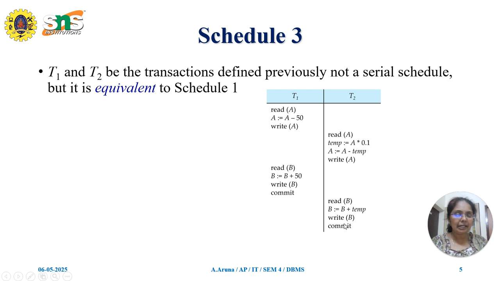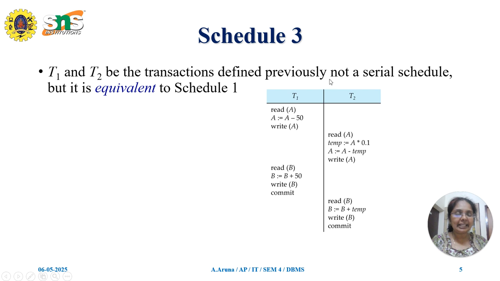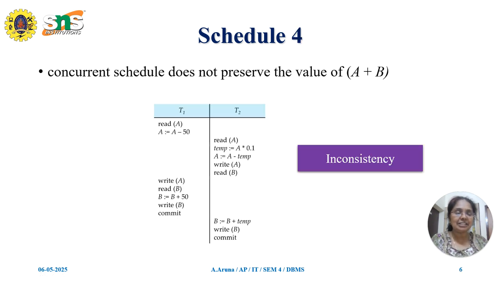In transaction 2, after completing this, it leaves the resources over here. The temporary amount debited here is credited there, and it also executes the commit statement. This instruction is fully completed. So this is equivalent to schedule 1. It is not a serial schedule, it is just equivalent to a serial schedule.